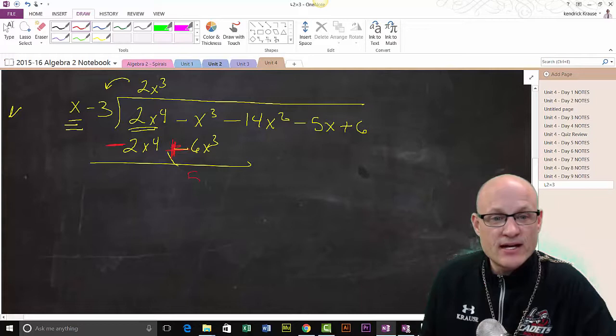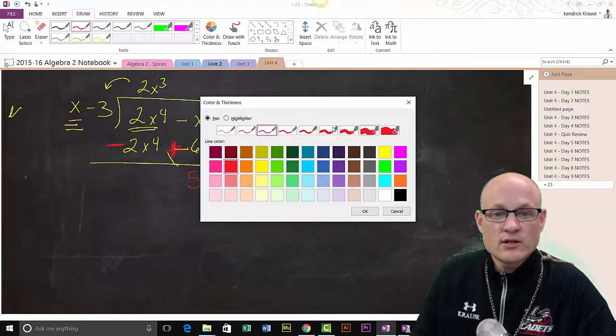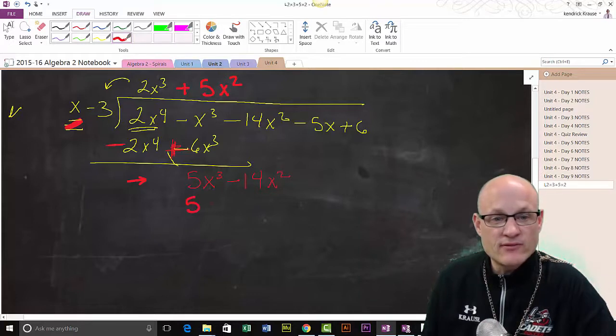So when I add these up, I get 5x cubed minus 14x squared. Now what I'm going to do is try to figure out what I got to multiply x by to get 5x cubed. And that's plus 5x squared. So 5x squared times x is 5x cubed. 5x times negative 3 is negative 15x squared.